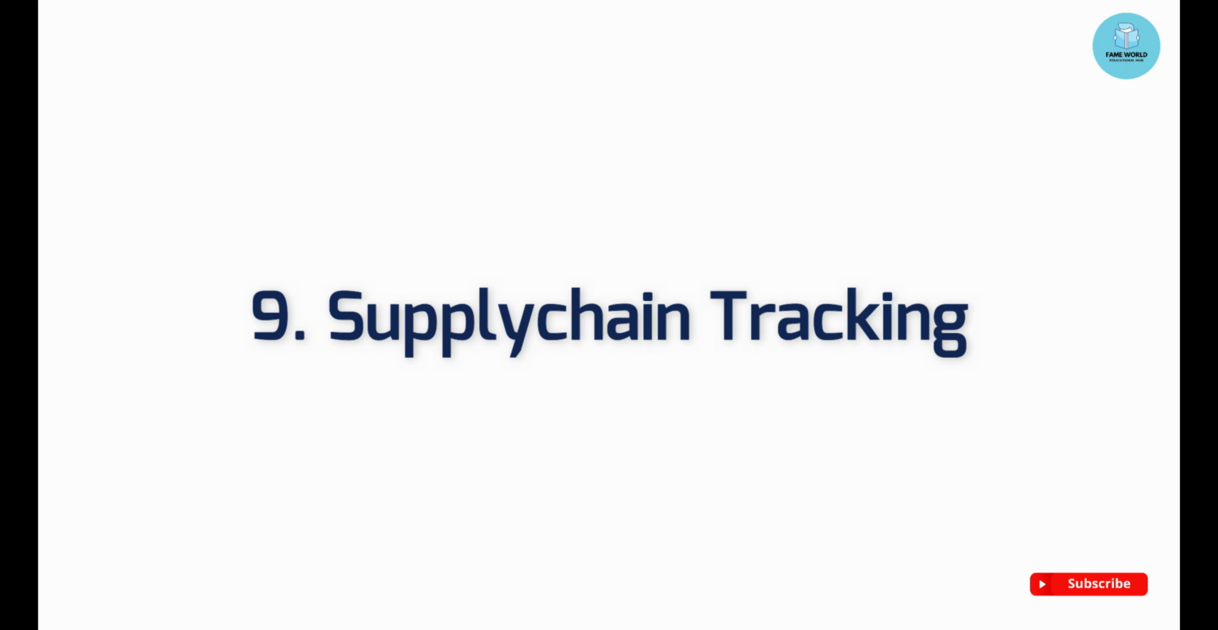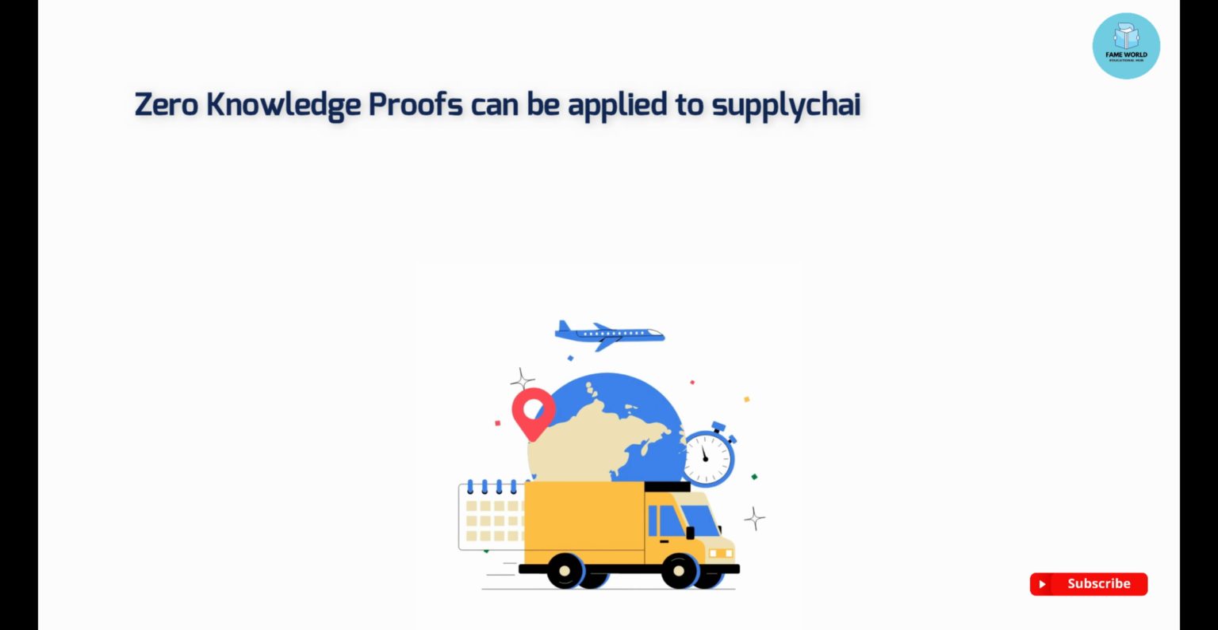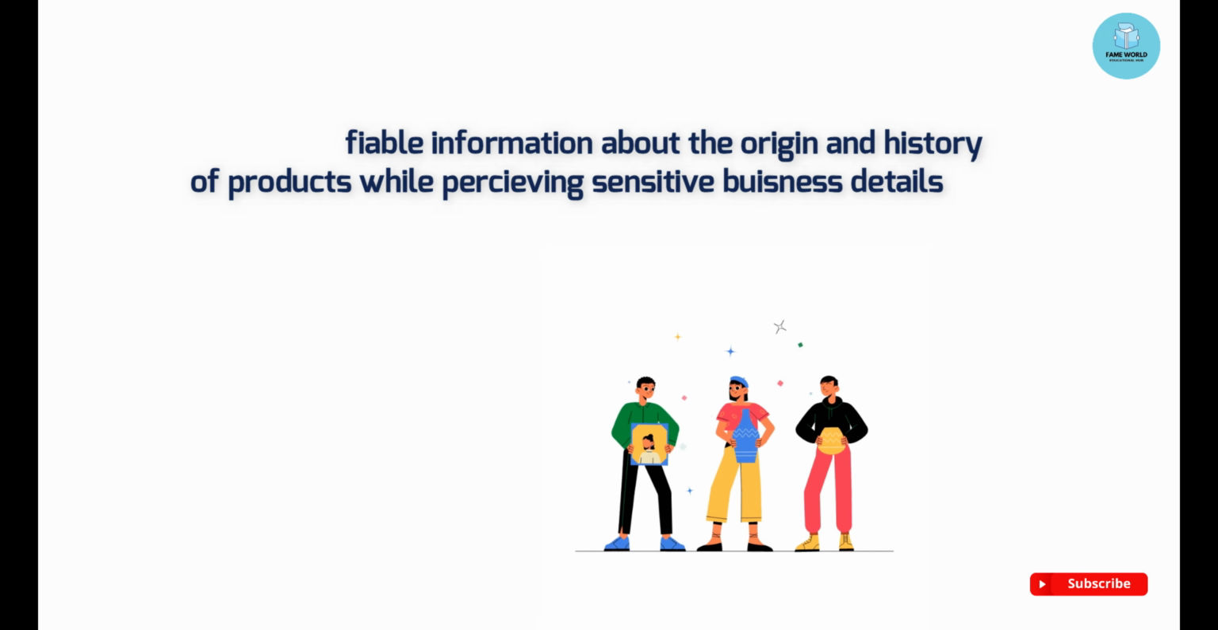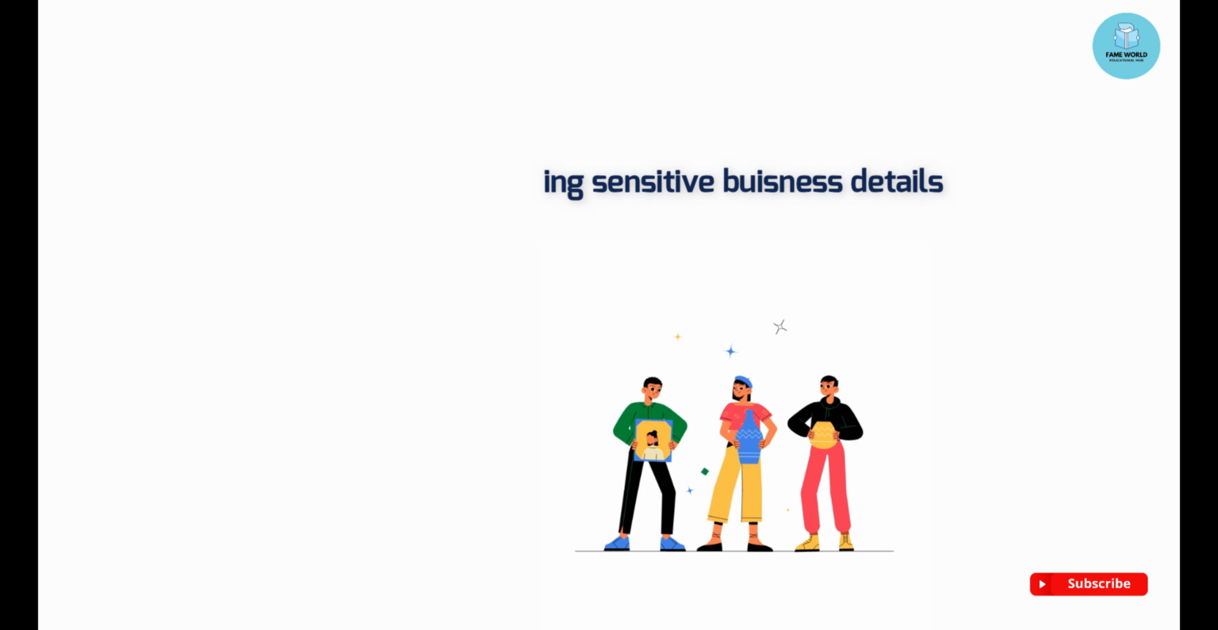Number 9. Supply chain tracking. Zero knowledge proofs can be applied to supply chain tracking to provide verifiable information about the origin and history of products while preserving sensitive business details.